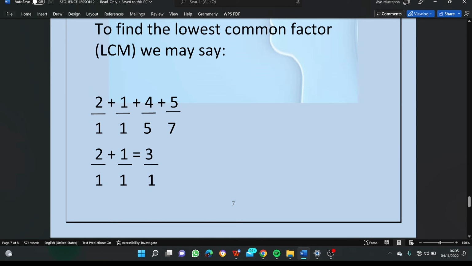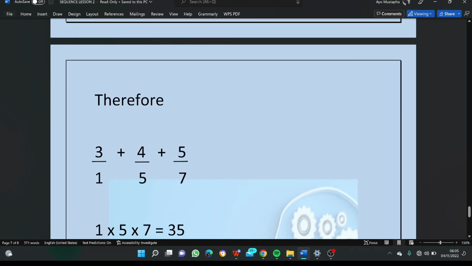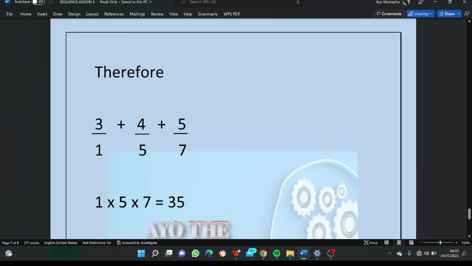So now for this, 2 plus 1 then over 1 over 1. So we have 2 over 1 then plus 1 over 1. So we are changing this into 3 over 1. Therefore we may say 3 over 1 plus 4 over 5 plus 5 over 7.